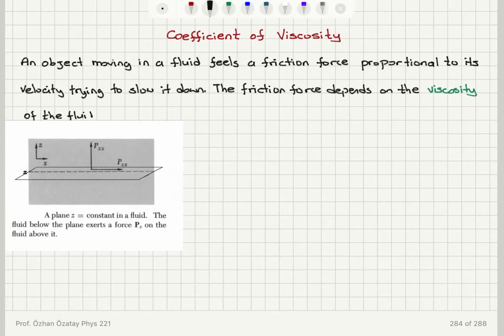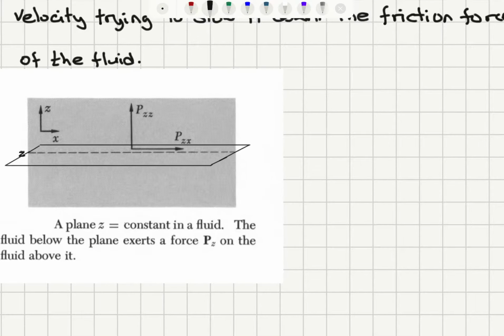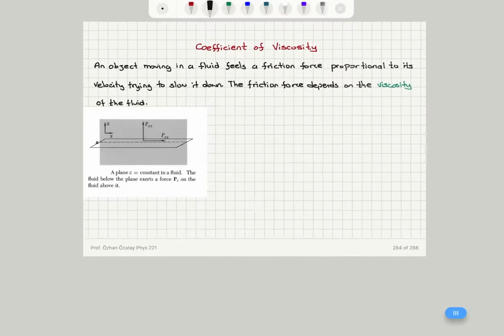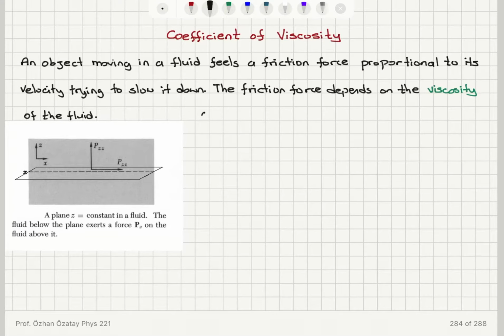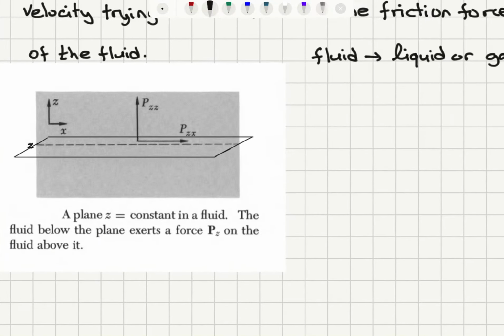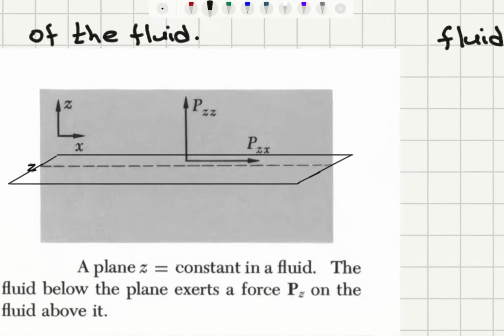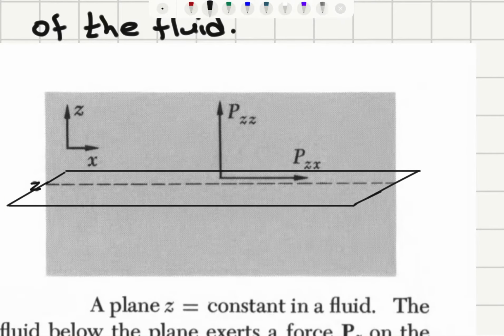And first of all, when I say a fluid, I mean a liquid or gas. And let's think about a z is equal to a constant plane inside a fluid. So let me clarify here. Fluid means liquid or gas. All right, so I have z is equal to constant plane in a fluid. So this is the z-axis and this is the x-axis.